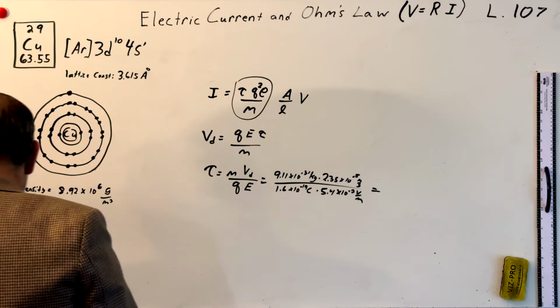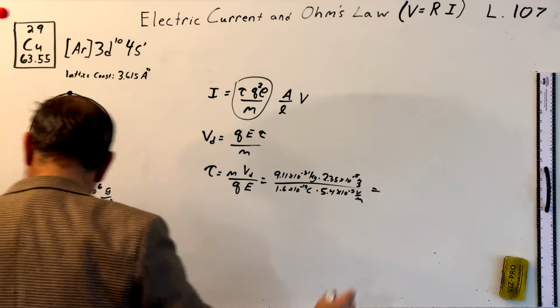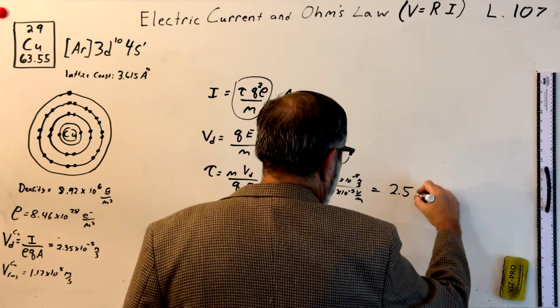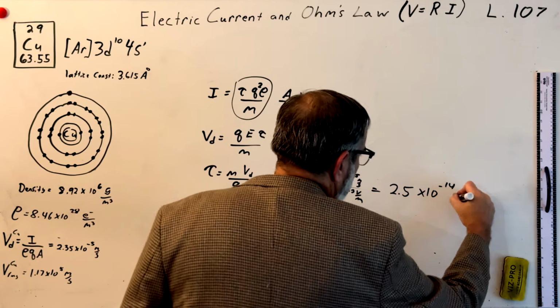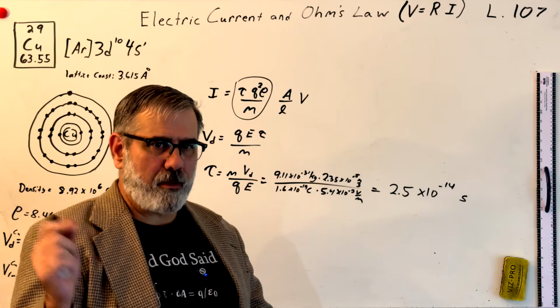And what do we get for this time? If we run this through the calculator, we should find that this is equal to about 2.5 times 10 to the minus 14 seconds. Okay? So that's the time in between interactions.